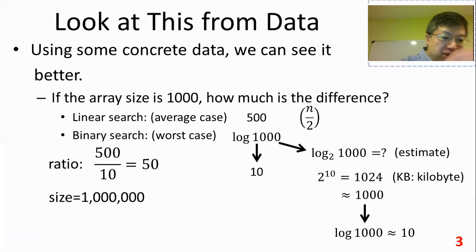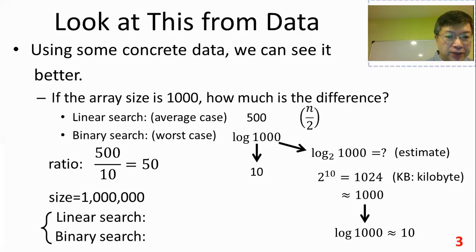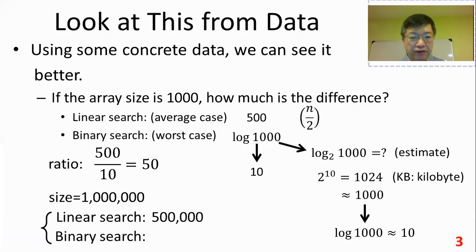So we move to the next size. Our next size is much bigger: 1 million. That means we have an array with 1 million elements. Now we want to apply linear search and binary search and see how many comparisons each needs. Linear search is easy: approximately half, so that's 500,000.